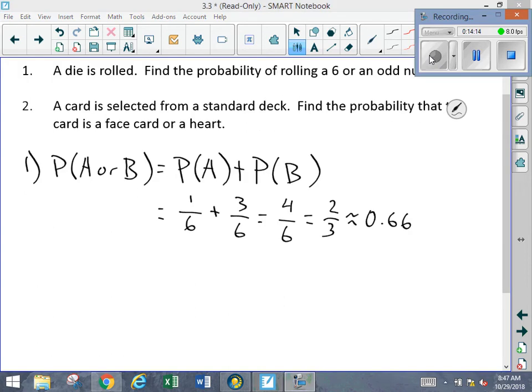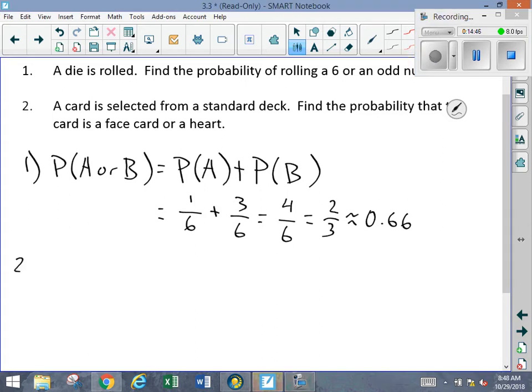All right, number 2 is more complicated. What is the probability that you select a card, and that card is a face card or a heart? First of all, is it possible to pull out a face card that is a heart? Yes, definitely. So that means they're not mutually exclusive, so we have to subtract what the things that they have in common.